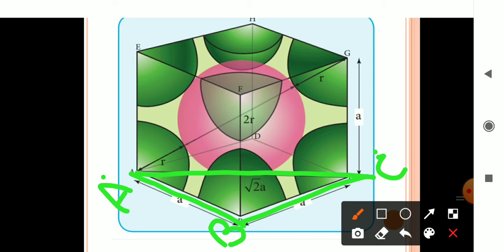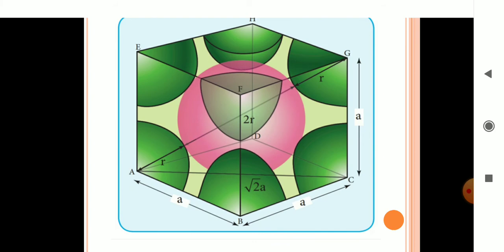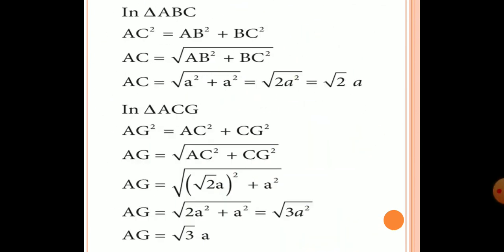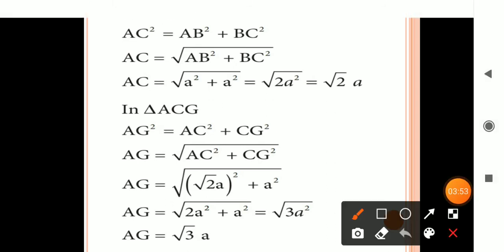Let us take a triangle ABC. In that triangle, by applying Pythagoras theorem, we can write AC square is equal to AB square plus BC square. That is the first line I have taken. In triangle ABC, AC square is equal to AB square plus BC square. Now the square over this AC is converted into square root on the opposite side. So we can write AC is equal to square root of AB square plus BC square.